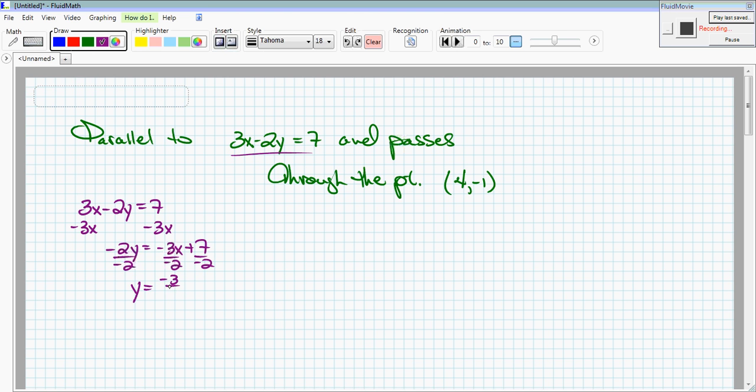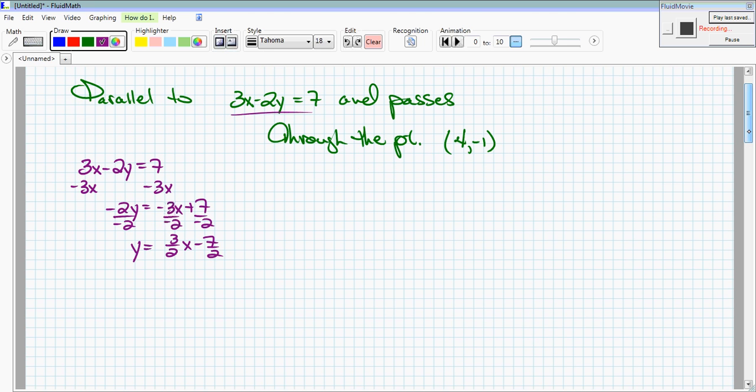Now, I will go ahead and divide through. Negative divided by negative is a positive. And positive divided by a negative is a negative. So what we have is y equals 3 halves x minus 7 halves. Okay? So now that we can identify our slope, m, being 3 halves, we know the slope is 3 halves. The other thing we have to find is the y-intercept.